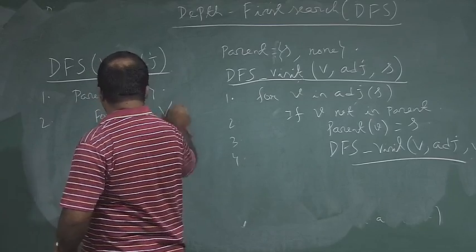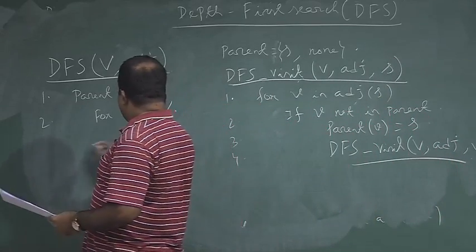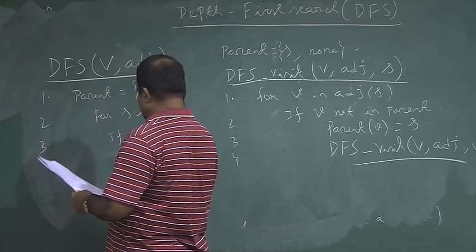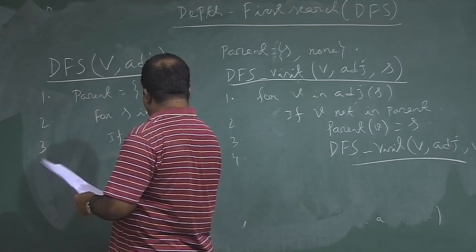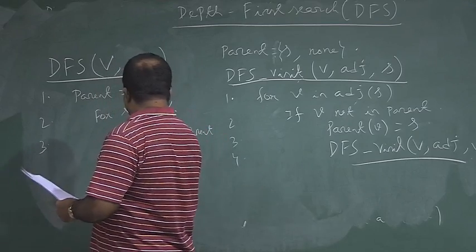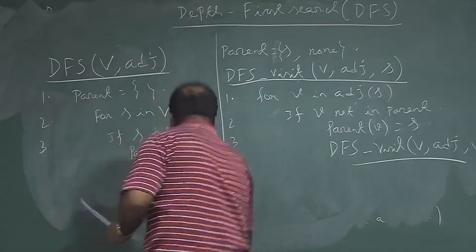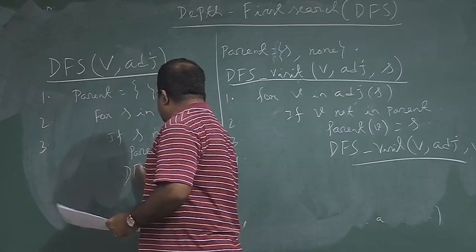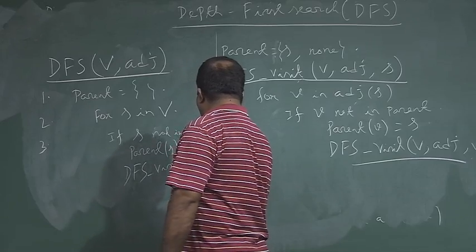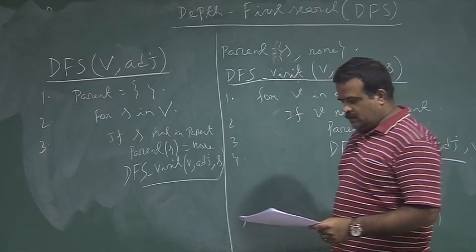For S in V, we take arbitrary, we can start with any node. We take a node S from V, and we check whether it is not explored. If S is not in parent, then we set the parent of S as null and we call this DFS visit with V, adjacent, and then this S. So, this is the subroutine we will call for this.